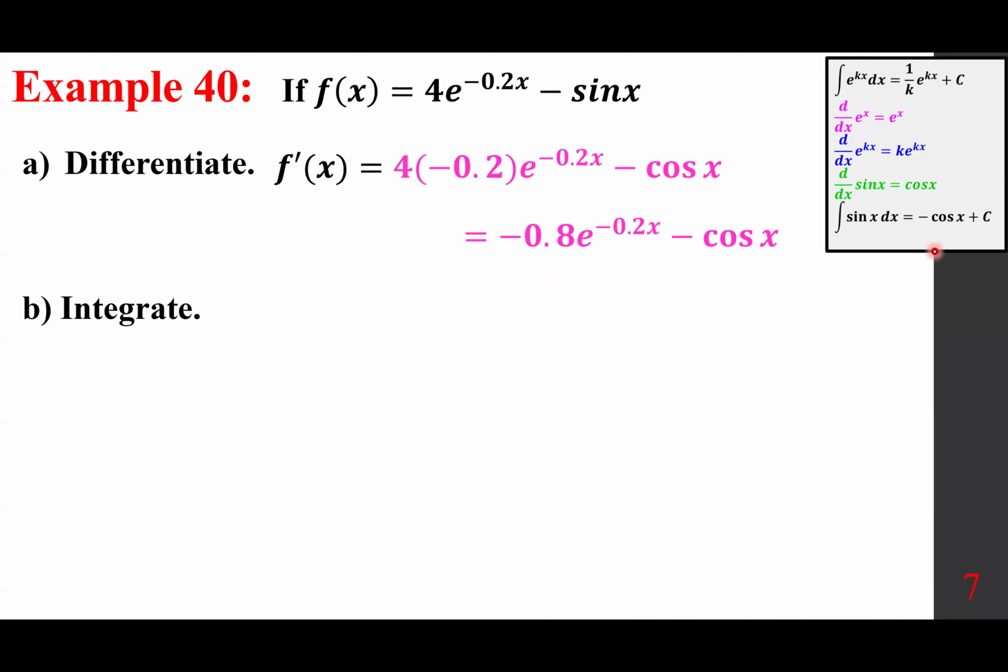Now, if I want to integrate that, I want to integrate this times dx. And the only reason I put them next to each other is because I want to compare and contrast, because sometimes students are mixed up.